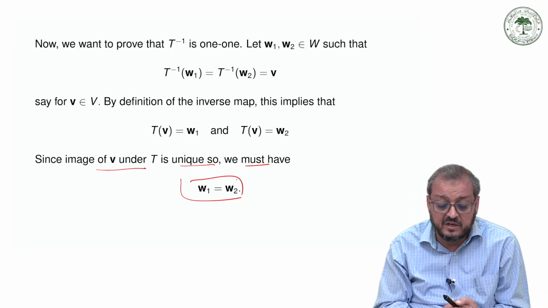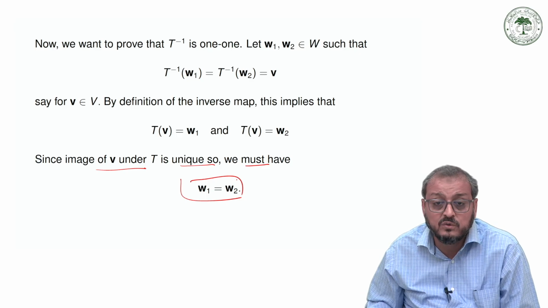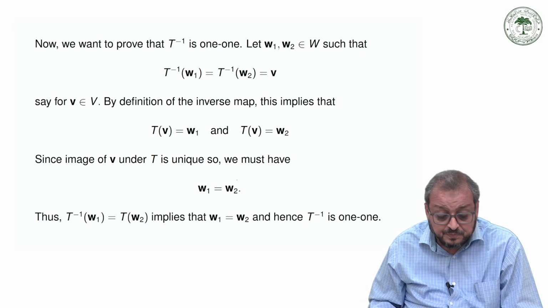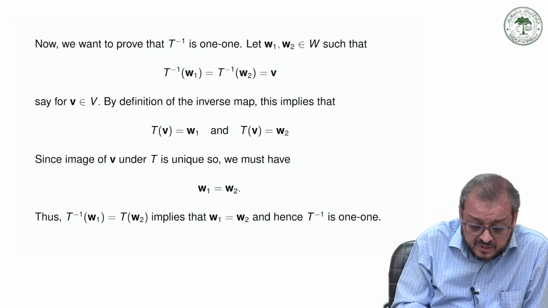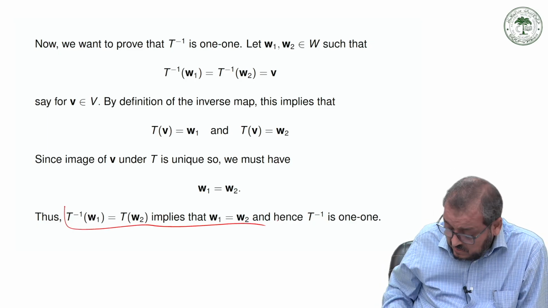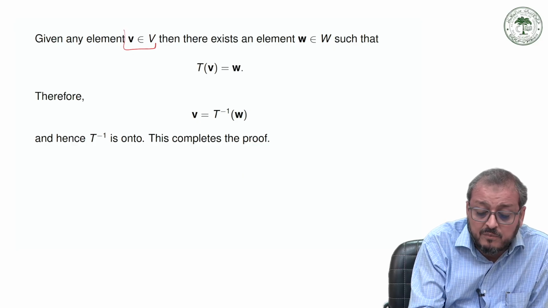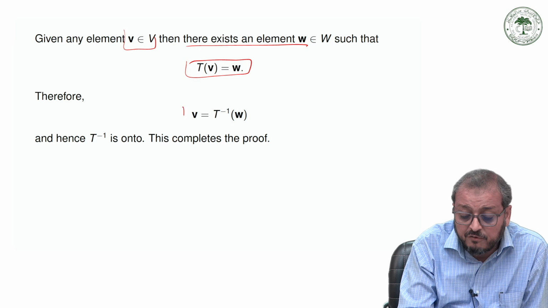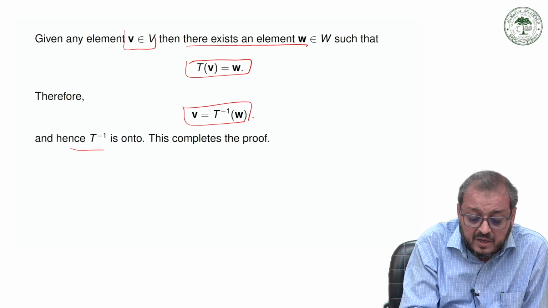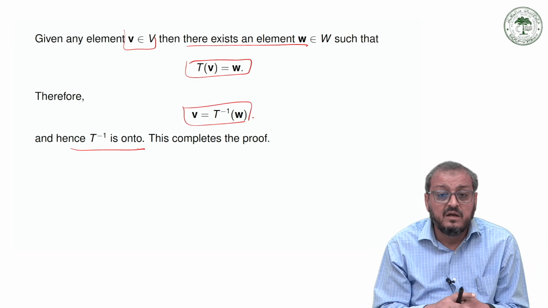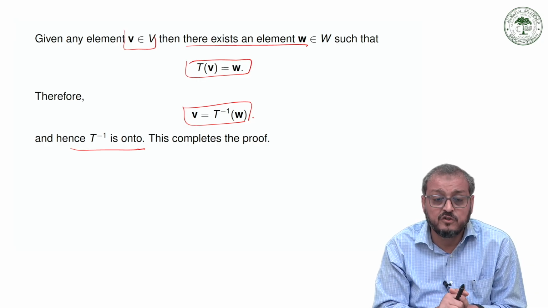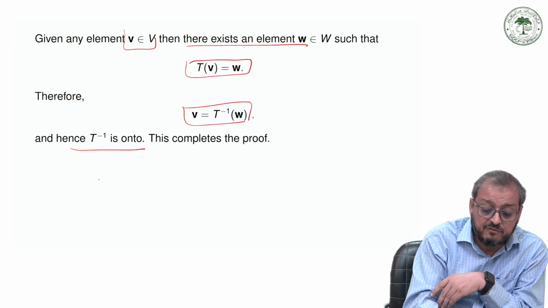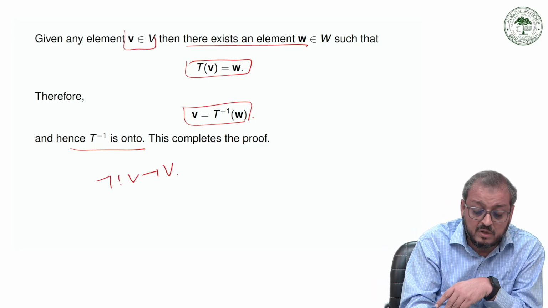So we can say that clearly T is 1-1. Now we have to show that T is also onto. If we have T inverse, then for any element V belongs to V, there exists an element W such that T of V is equal to W, and therefore V is nothing but T inverse of W, and clearly this holds by the definition of an inverse linear transformation.